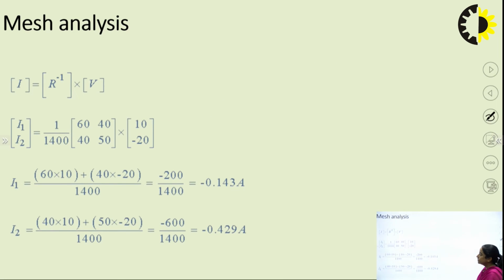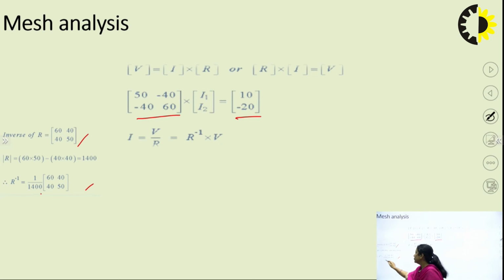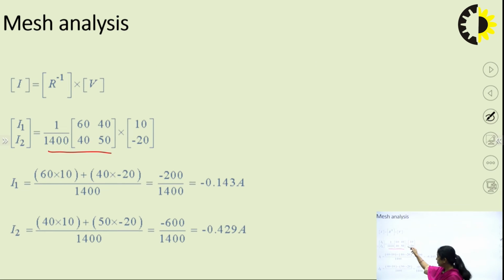See here, this is I1 and I2, that we had calculated in this slide, that R inverse is this. Okay, so now you just put the value of V, that is 10 and minus 20. Now you can easily find the values of I1 and I2. You can directly apply Cramer's rule also.